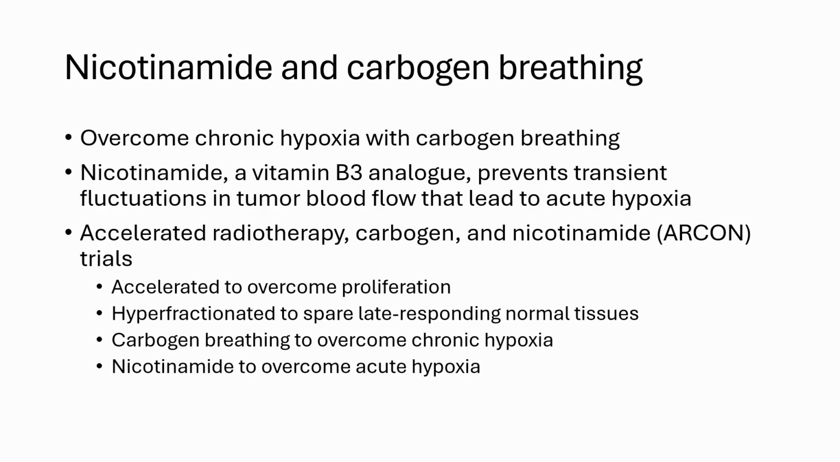And so it was accelerated to overcome proliferation of the cells in between fractions. It was hyperfractionated to spare late responding normal tissues. So the dose was split up into more fractions. All right. And then carbogen breathing was used to overcome chronic hypoxia. And then nicotinamide was used to overcome acute hypoxia.